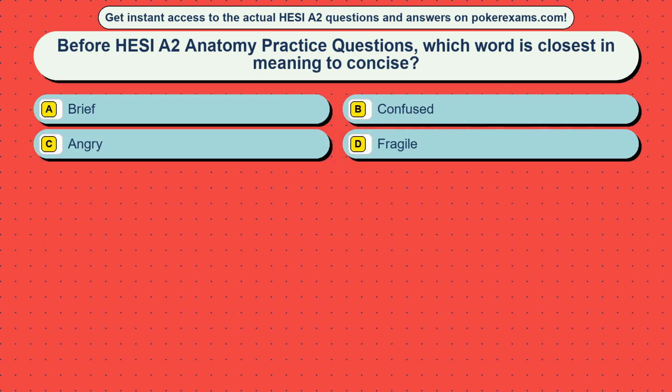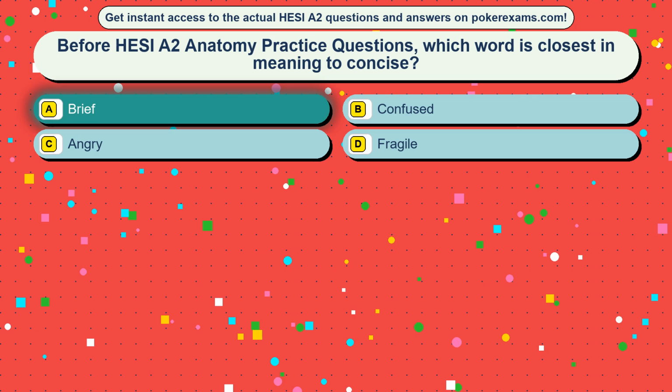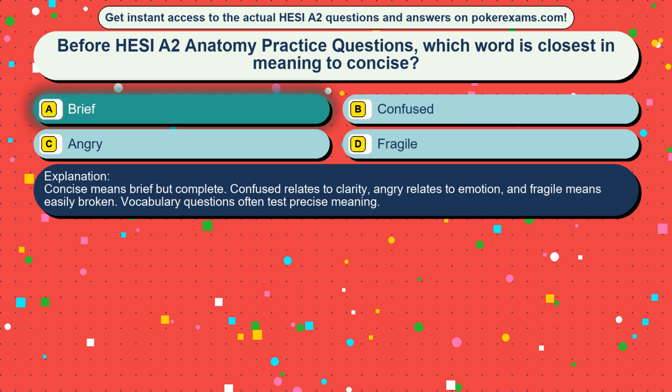Question 45. On HESI A2 anatomy practice questions, which word is closest in meaning to concise? Option A, brief. Option B, confused. Option C, angry. Option D, fragile. The correct answer is option A, brief. Concise means brief but complete. Confused relates to clarity, angry relates to emotion, and fragile means easily broken. Vocabulary questions often test precise meaning.